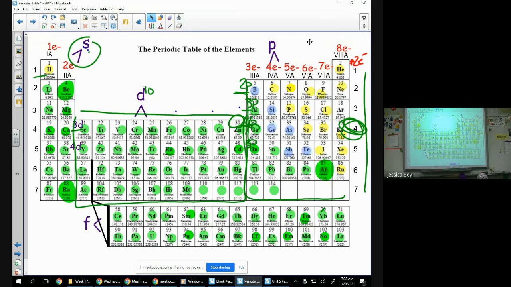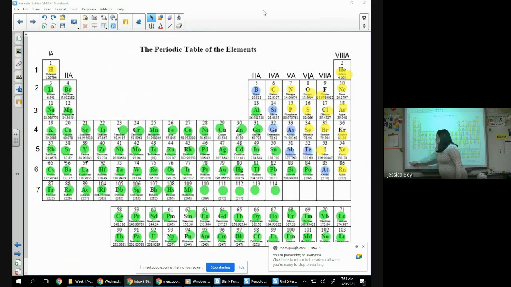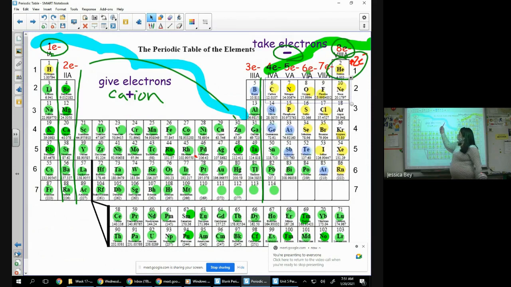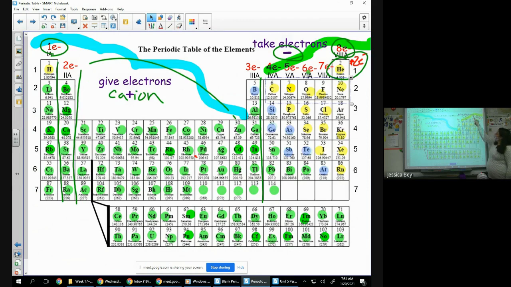Remember, we said that the metal side likes to give away their electrons. So if you're giving away electrons, that means you become positive. Positive is a cation. And the nonmetals, the yellow ones over here, they like to take electrons and they become negative anions. Great question.